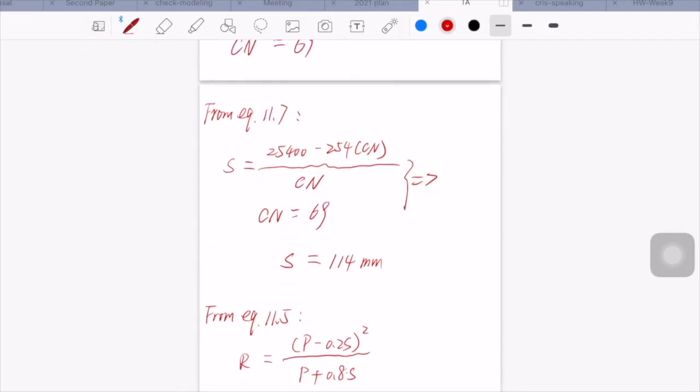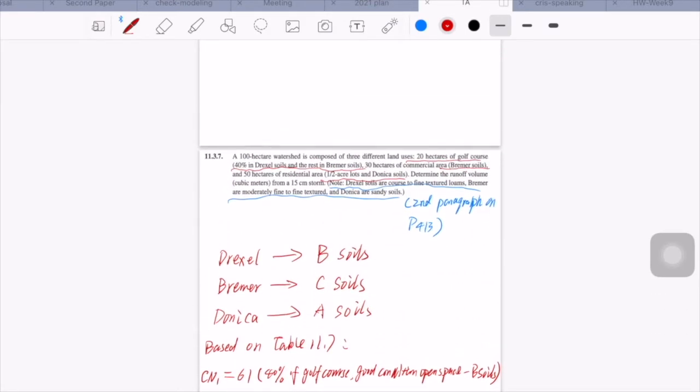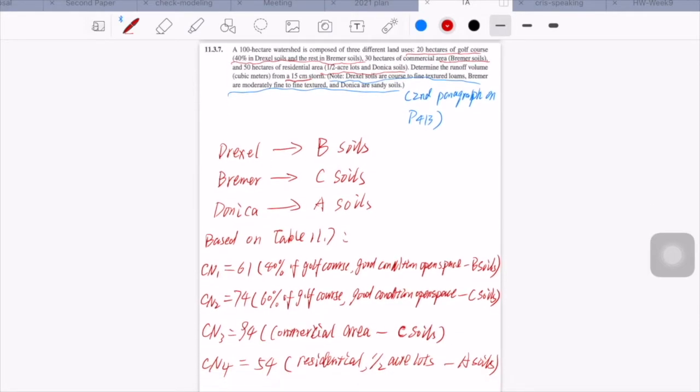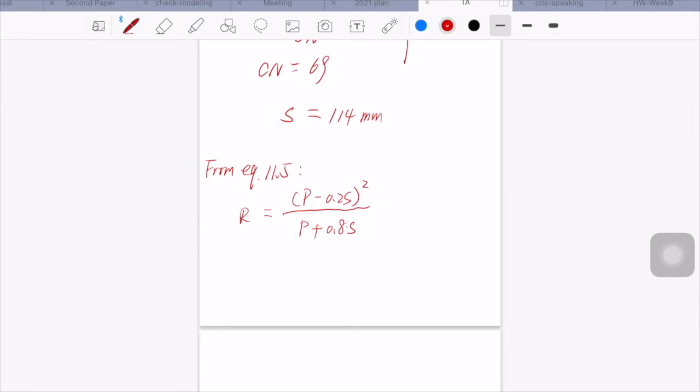And from the problem, we know the P is 15 centimeter. So the P equals 150 millimeter. And we know the S is 114 millimeter. So we can determine the run of depths should be equal to 7.1 millimeter.